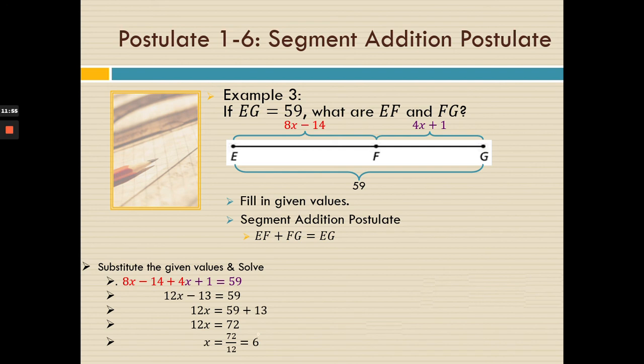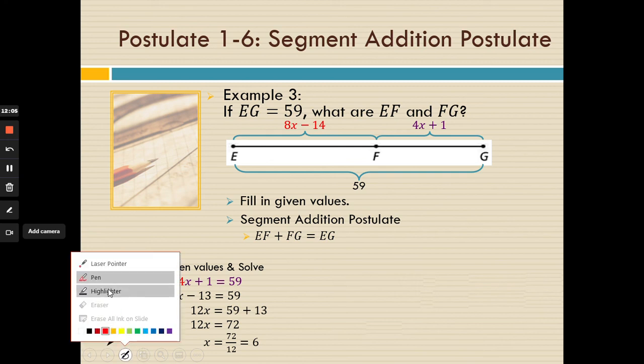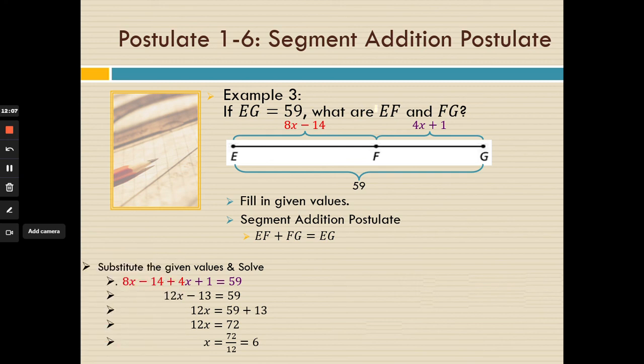The question: are we finished with the problem right here? And the answer is no. You have to remember that the question is asking what those two pieces are equal to. So we have to take this 6 and plug it in wherever we see an x. We have to substitute that x back in. So if EF, our first chunk, is 8x minus 14, well, that's 8 times 6 minus 14. 48 minus 14 is 34.